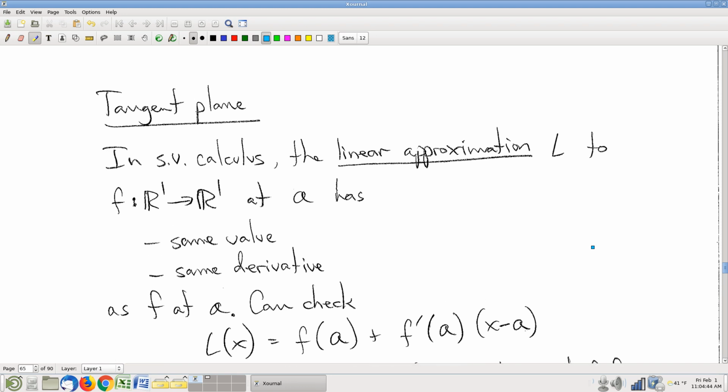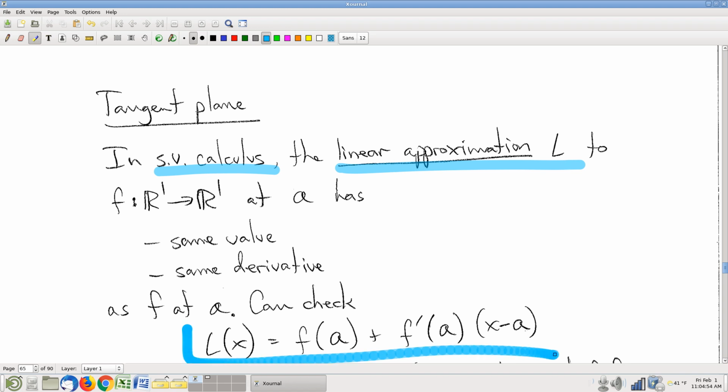I'll be quick about this, but there's this idea in single variable of the linear approximation. Y'all have memories of linear approximations, and you can write down this formula. And again, y'all have seen this a million times. Let me remind you what makes this an interesting formula. This linear approximation function is the unique function, with certain conditions being satisfied for f, that has the same value as f at a and the same derivative as f at a.